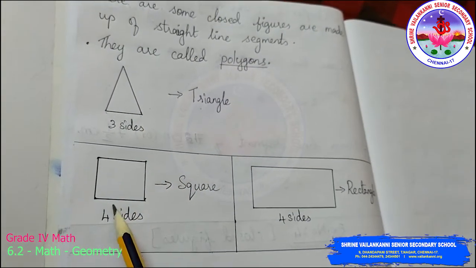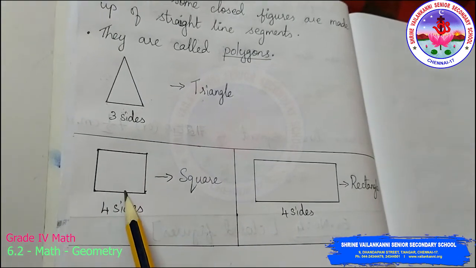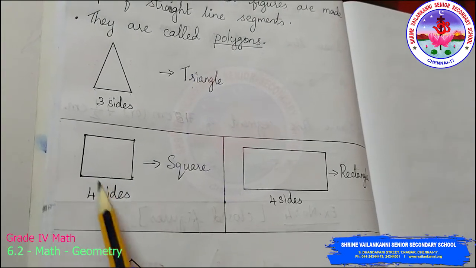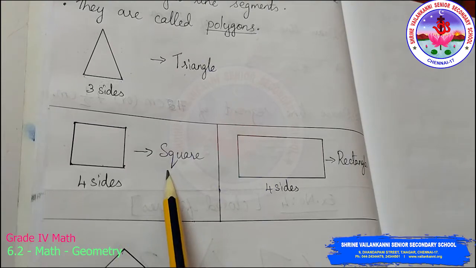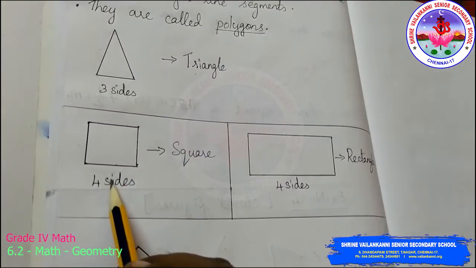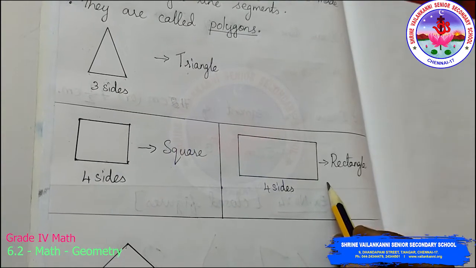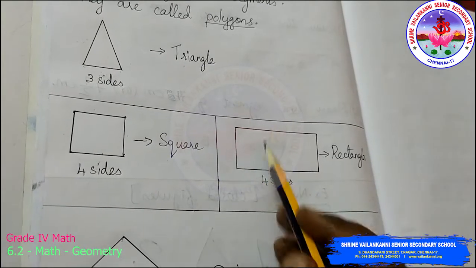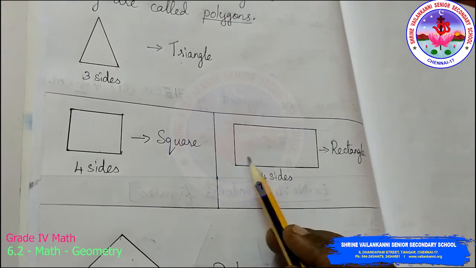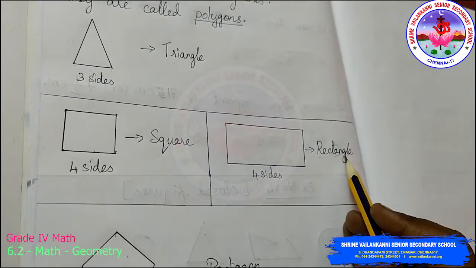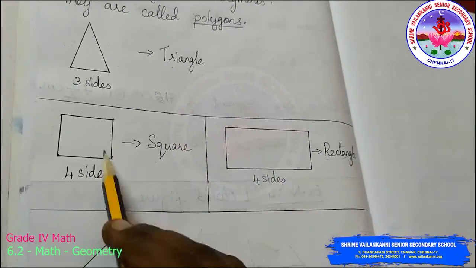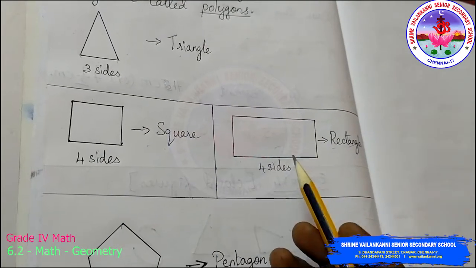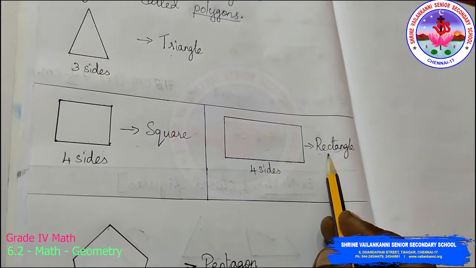Next, how many sides are there for this shape? 1, 2, 3, 4. This has 4 sides and you will call it a square. With the same 4 sides, we also have another familiar shape. 1, 2, 3, 4. Again you have 4 sides. This kind of picture you will call a rectangle. Both the shapes have 4 sides and are closed figures, but they have different names. One is a square, another is a rectangle.